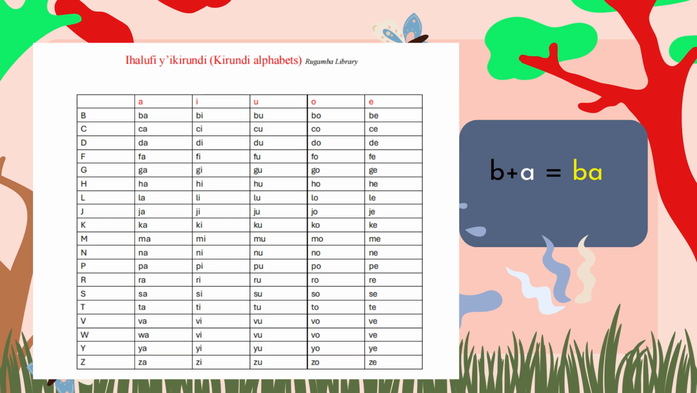So why do I put na? Na means and. So let's learn in English. I will try. I don't know that I'm going to make it, but let me try.